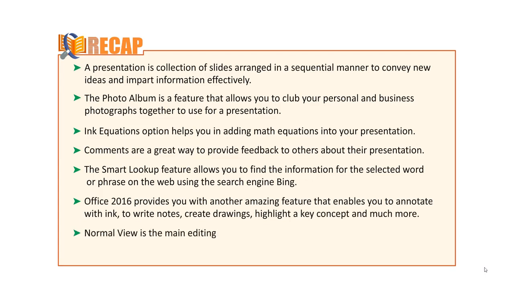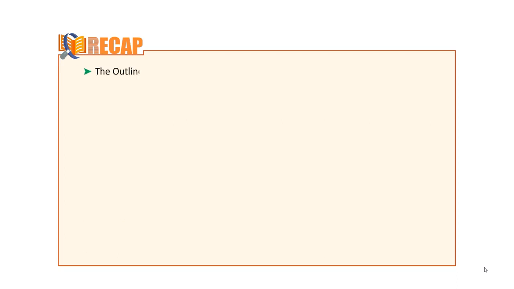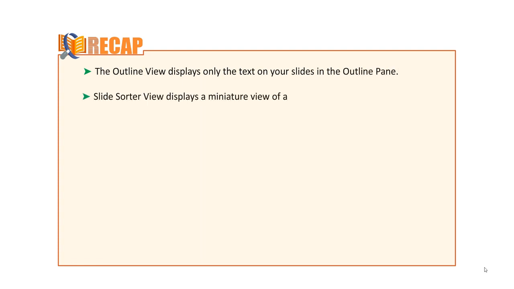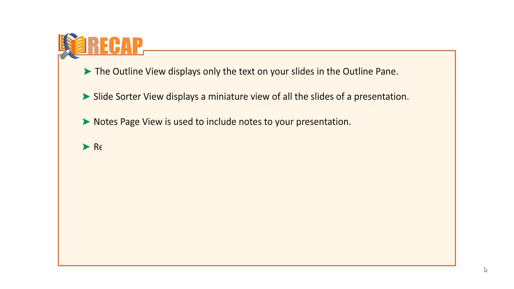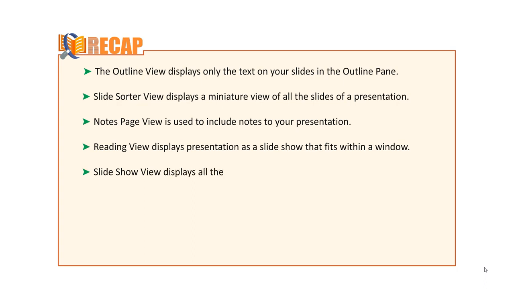Normal view is the main editing view which is used to write and design the presentation. The outline view displays only the text on your slides in the outline pane. Slide Sorter view displays a miniature view of all the slides of a presentation. Notes Page view is used to include notes to your presentation. Reading view displays the presentation as a slideshow that fits within a window. Slideshow view displays all slides in the presentation one by one on the screen.